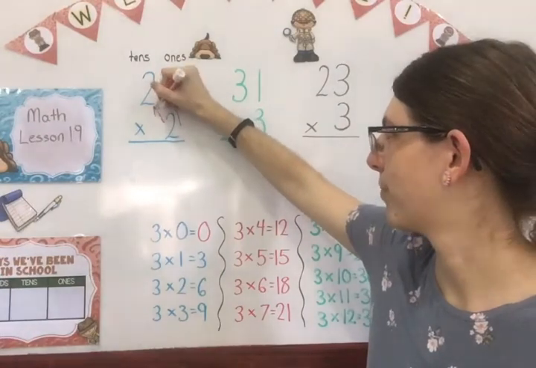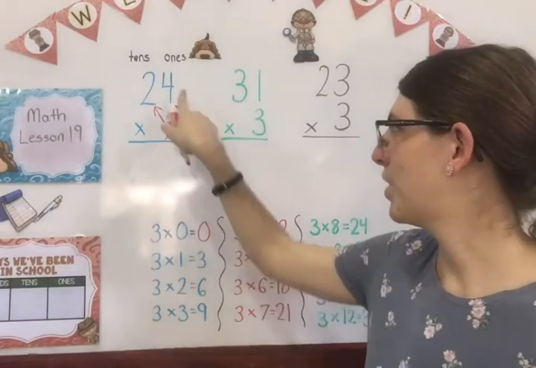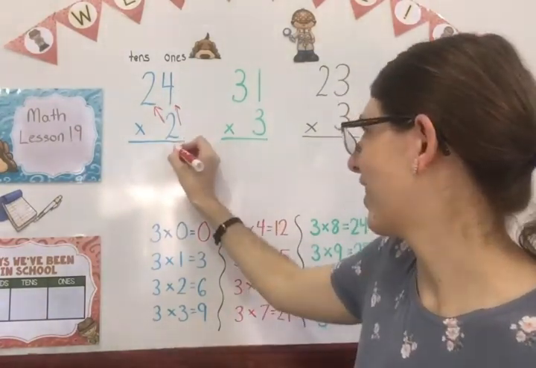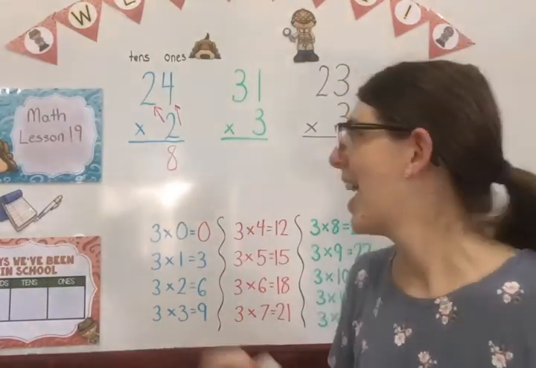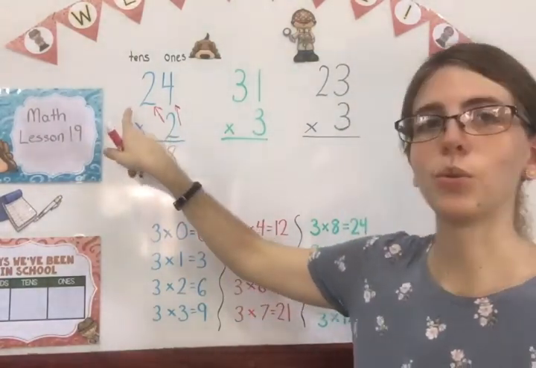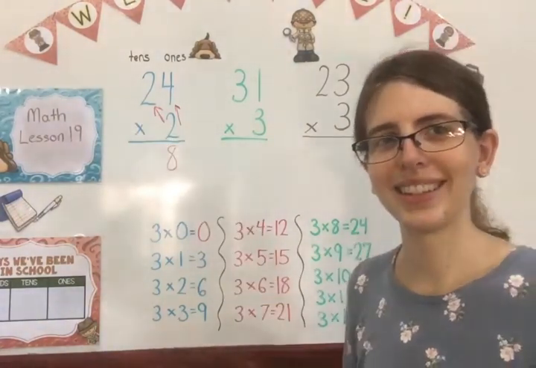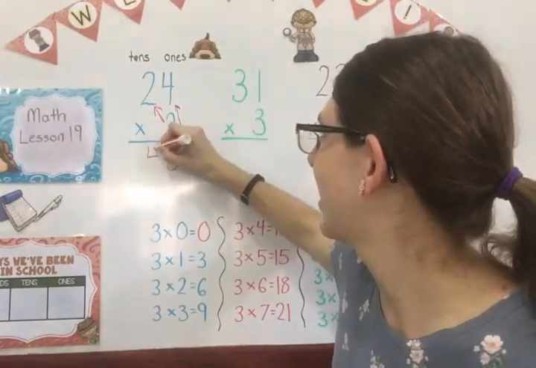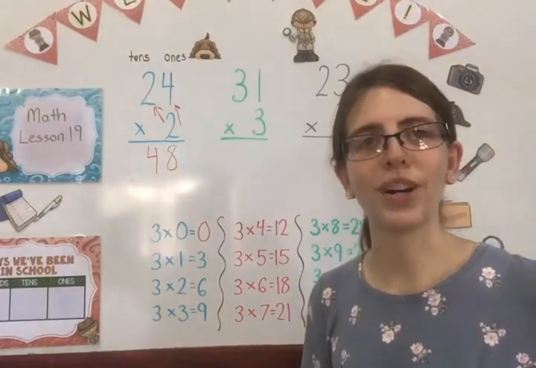Whoops. So watch as I do this one. 2 times 4 is 8. Very good. And I put my answer in the ones place. Now I'll multiply 2 times 2. 2 times 2 is 4. And I'll put my answer in the tens place. So that's my answer, 48.